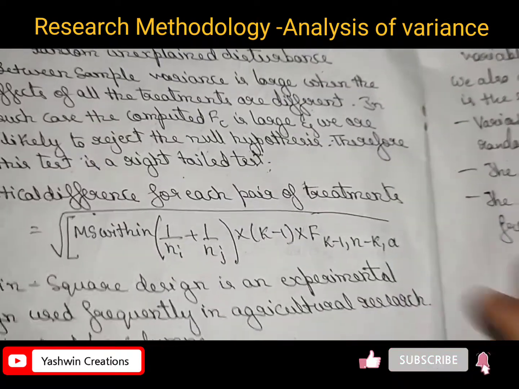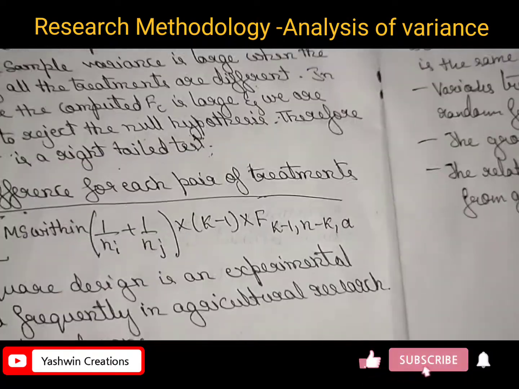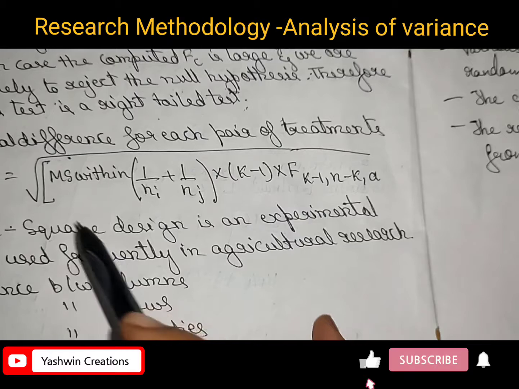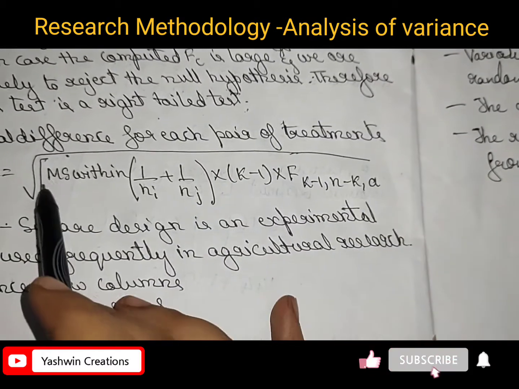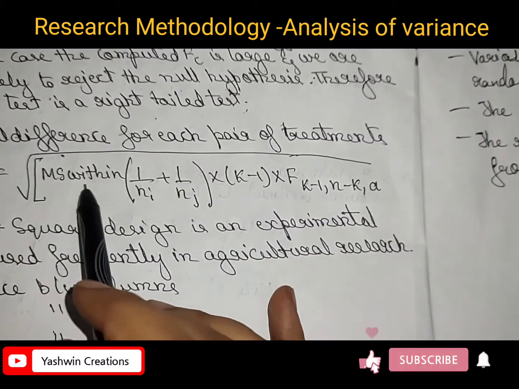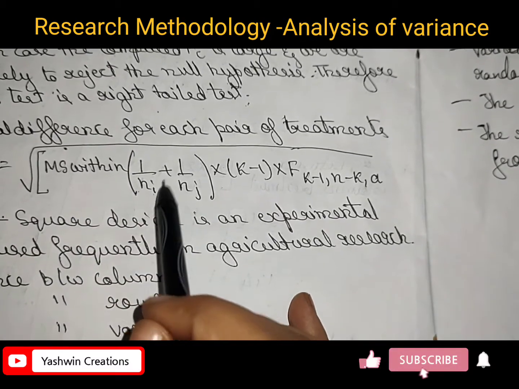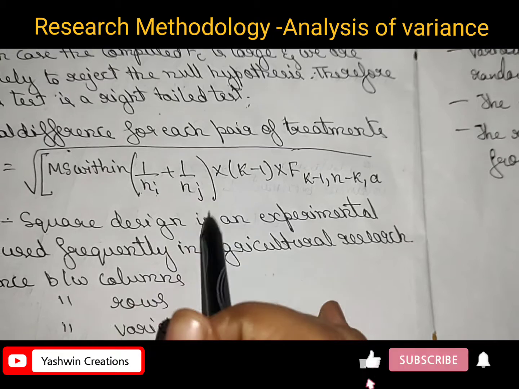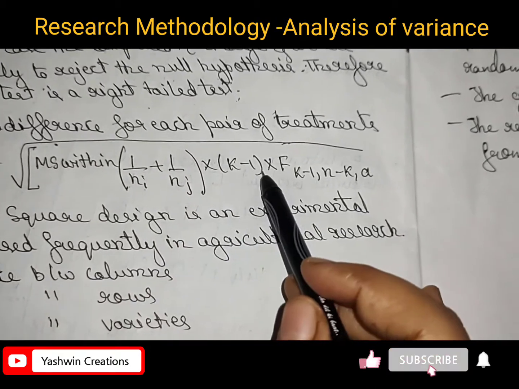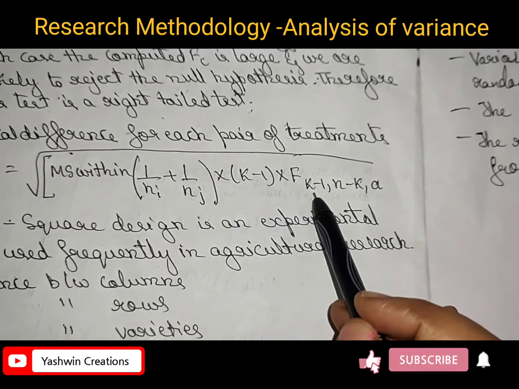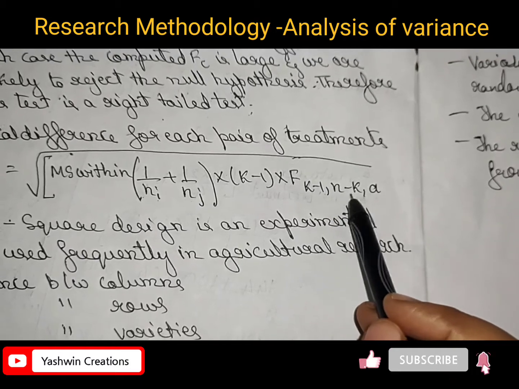Next, the formula of critical difference for each pair of treatments, that is square root of MS within open bracket 1 divided by ni plus 1 divided by nj close bracket into (k minus 1) into F suffix k minus 1 comma n minus k comma alpha.